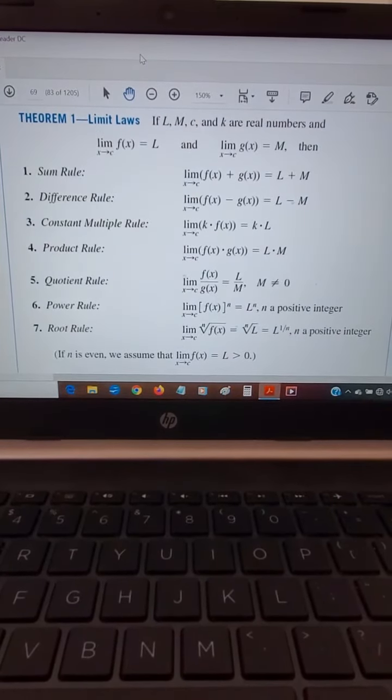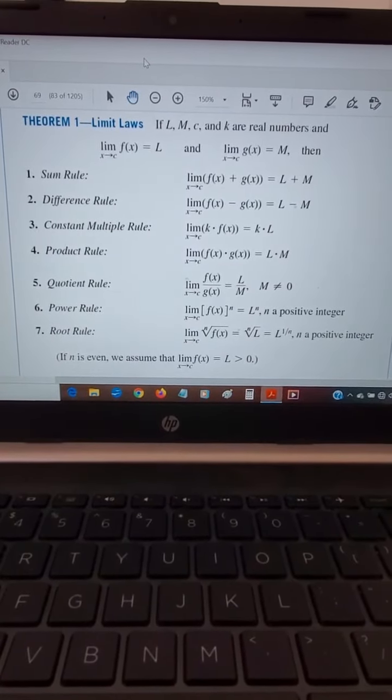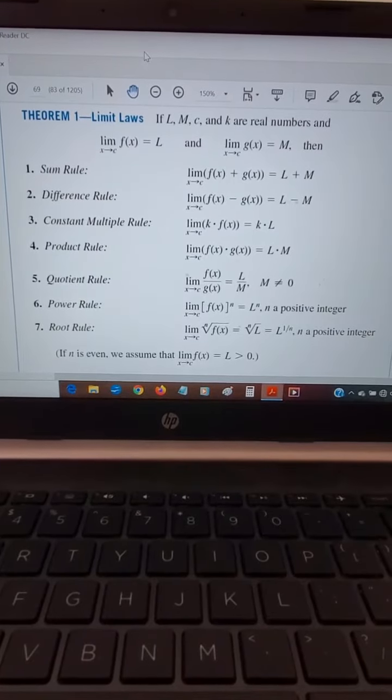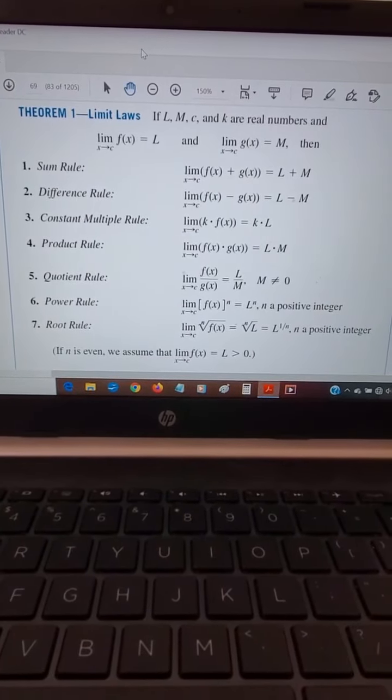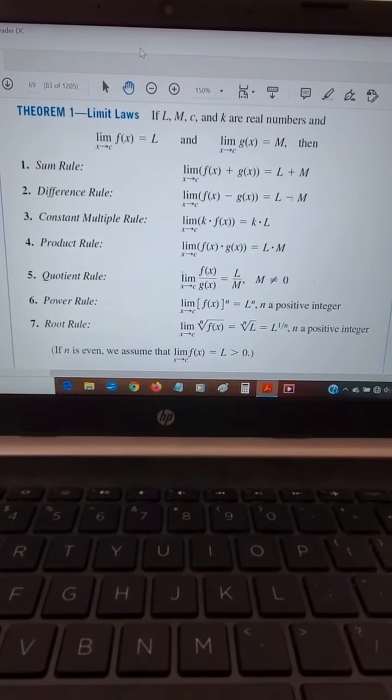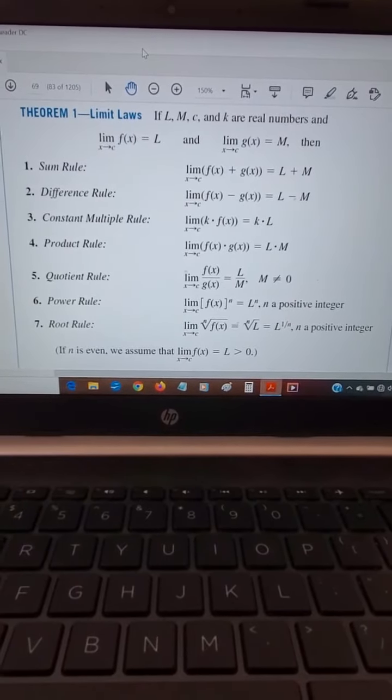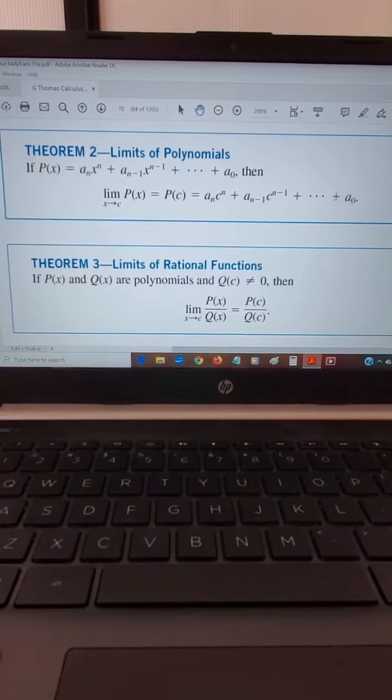I'm going to start today's lesson with a couple of theorems. Here's theorem one. It's about rules. I'm just going to show you the theorems in all the complicated form. Then I'll explain in simple terms what all this means.